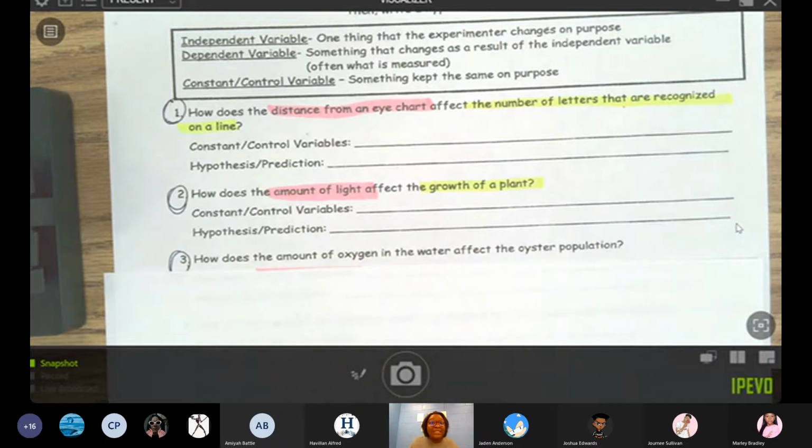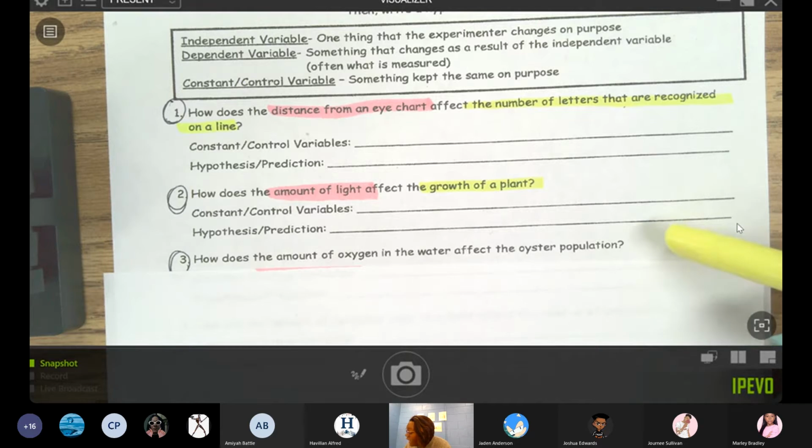That's what a scientist is testing. That's the question his experiment will answer. So once we've written that question down, how does the amount of oxygen in the water affect the oyster population? So what do we have control over in the experiment? Someone turn on their mic and let me know.